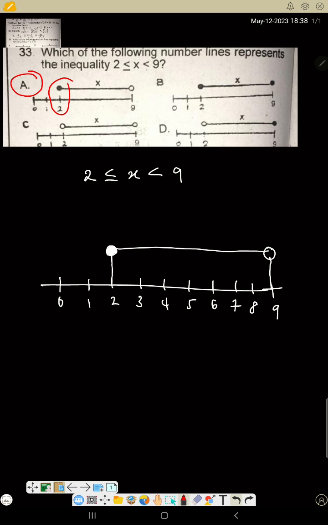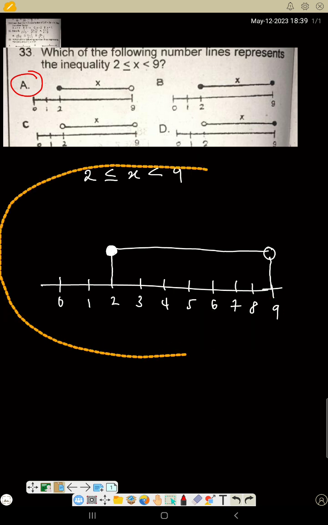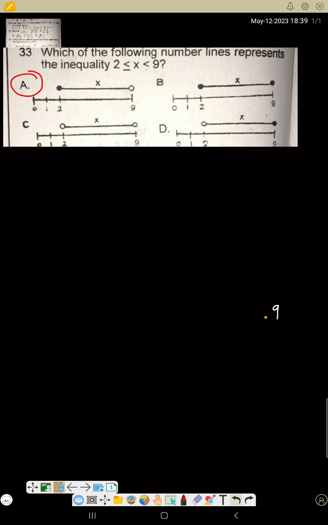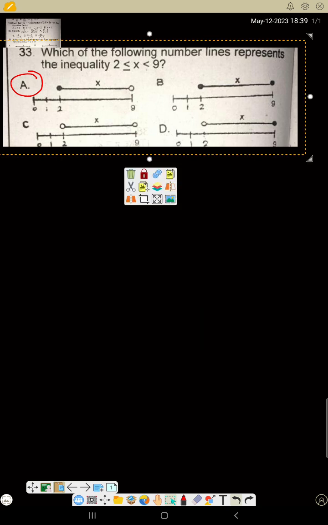So it's closed here and it's open here. So this is X in the middle. So the correct option is A. Option A. So now let's do another one. 34. So let's do the next one.